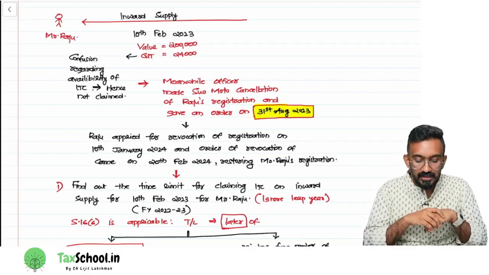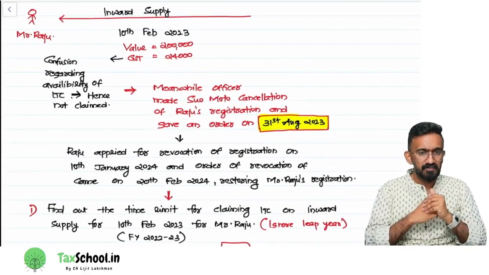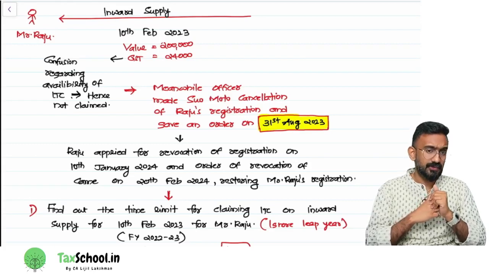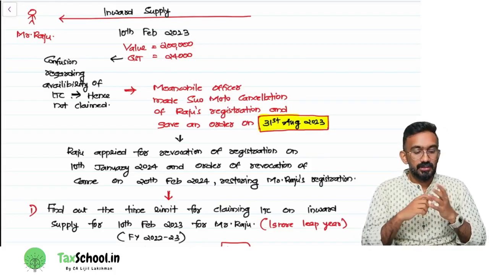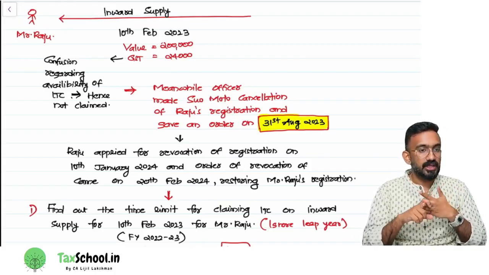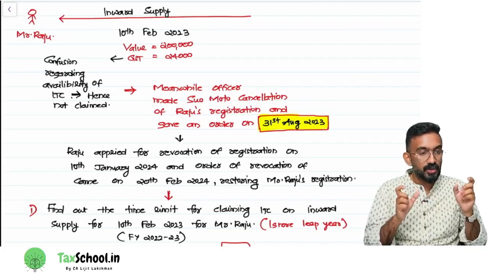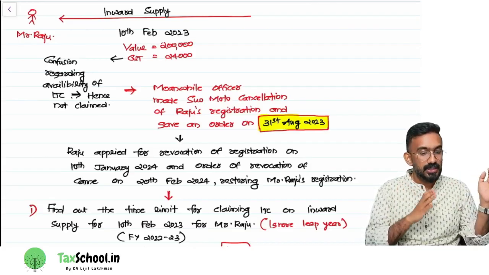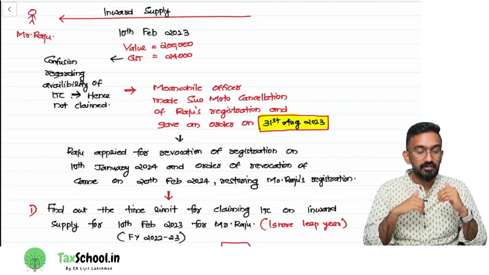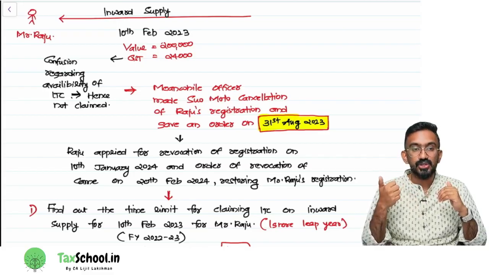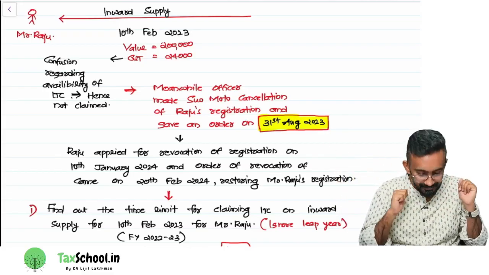Meanwhile, the officer made a suo motu cancellation of Raju's registration. When did Raju's registration get cancelled? 31st of August 2023. Which means it was September, October, November, 3 more months where he could have taken ITC of this invoice, because this invoice belongs to which financial year? 22-23. He could have taken ITC on what date? 30th of November 2023. But his cancellation came on what date? It came on 31st of August 2023. So 3 months he was short.